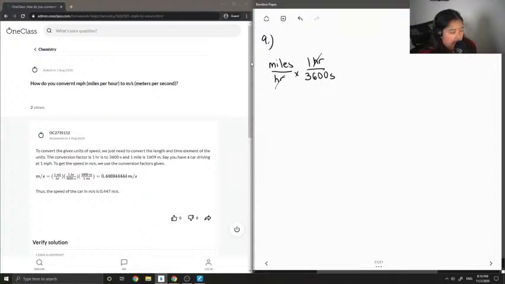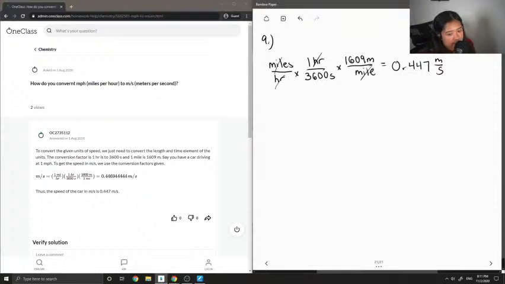To convert miles to meters, I'm going to multiply by 1,609 meters per mile. So that's the conversion factor there. If I were to simplify the units, you get 0.447 meters per second.